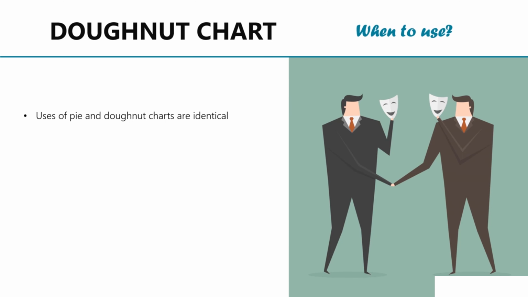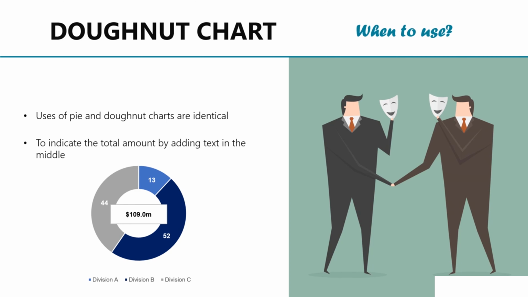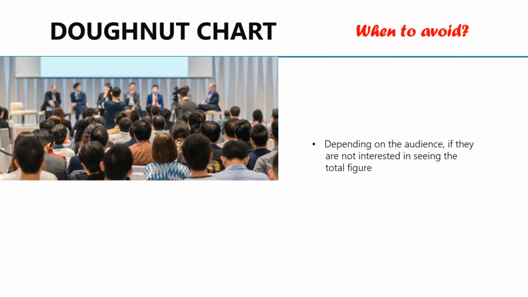When to use donut charts. The use cases of pie and donut charts are identical. The only important difference is that donut charts allow us to indicate the total amount by adding a text box in the middle. If you use a pie chart, you will have to include the total amount elsewhere, like adding it to the title. When to avoid using donut charts.